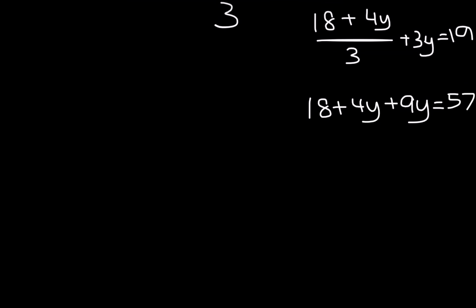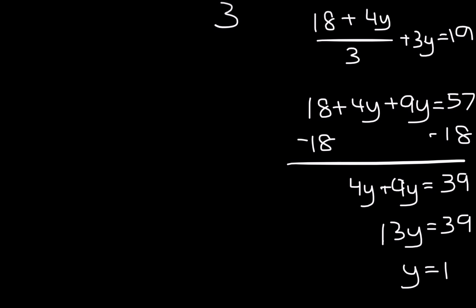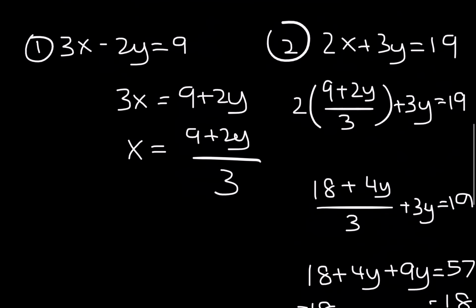Again, we're just multiplying all the terms by 3 to get rid of that fraction. And finally, we can subtract 18 from both sides. We get 4y plus 9y is equal to 57 minus 18, which is 39. And 4y plus 9y is equal to 13y. So that's equal to 39, and we can divide both sides by 13 to get y is equal to 3. So that's the first part of our solution. We know that y is equal to 3 already.